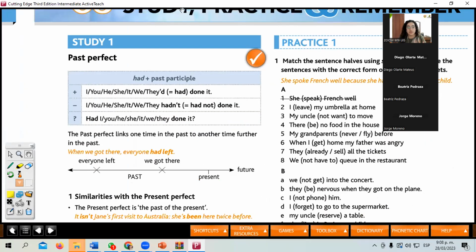So as you already know, the structure is the auxiliary verb had plus past participle. So I had done, she had done. For negative, you had not or hadn't done it. So auxiliary verb had plus not plus the past participle. And for questions, we use had at the beginning of the sentence. Had they done it?